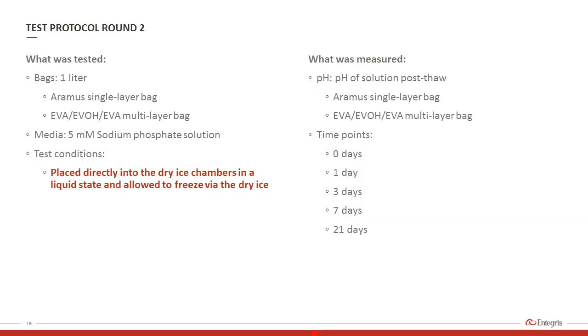Round 2 of testing, we eliminated the placement of the bags in the freezer at -85 degrees C. So instead, the filled bags were placed directly into the dry ice chambers, allowing the sodium phosphate solution to freeze while being exposed to the sublimating dry ice. Again, the bags were taken out at day 1, 3, 7, and 21, and their pH was compared to the pH at day 0.